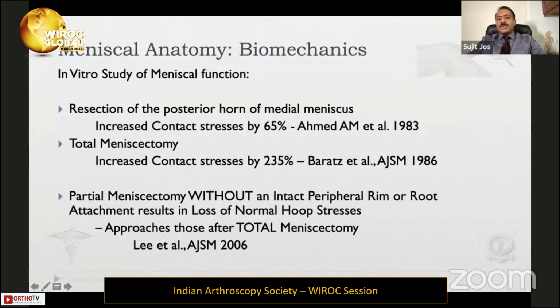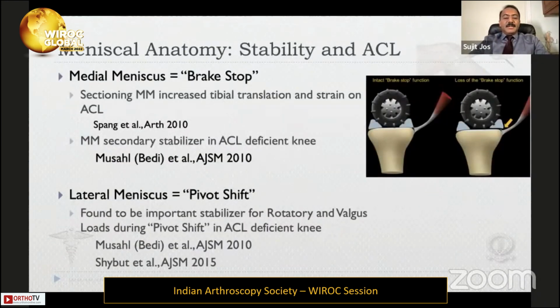So resection of the posterior horn of the medial meniscus increased contact stresses by 65%, and total meniscectomy increases it by more than 200%. So partial meniscectomy without an intact peripheral rim or root attachment results in loss of normal hoop stresses, and it can act like a total meniscectomy.